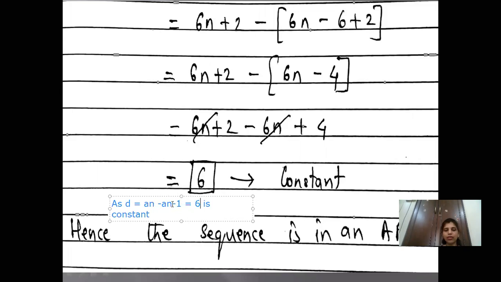Okay, so I hope this is clear. Now what we will do is we'll go to the next part.